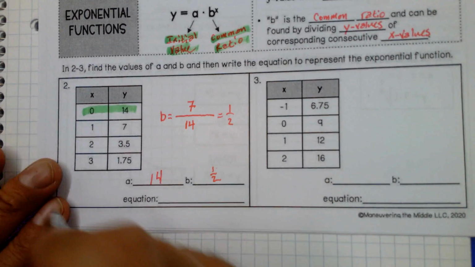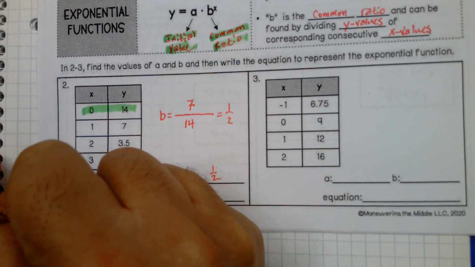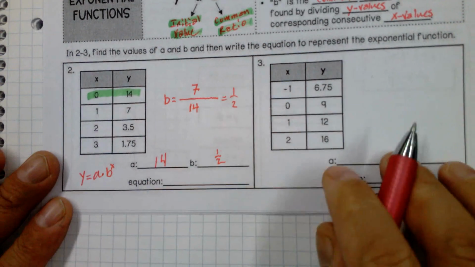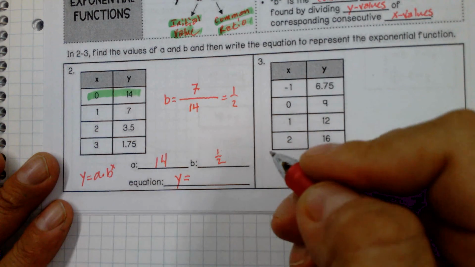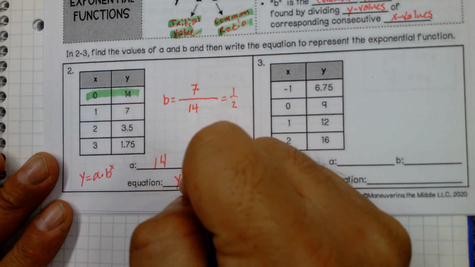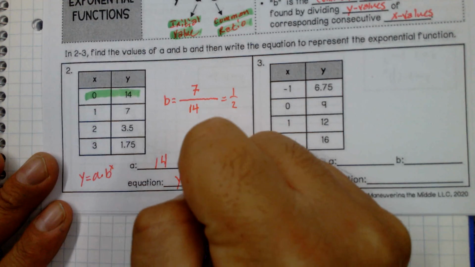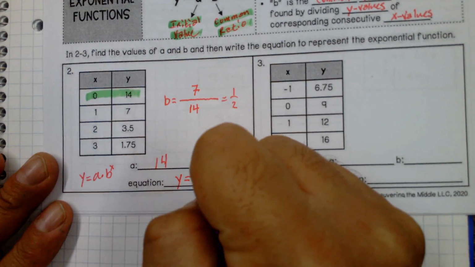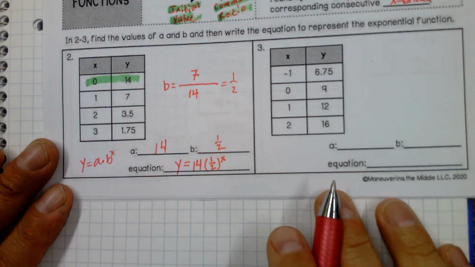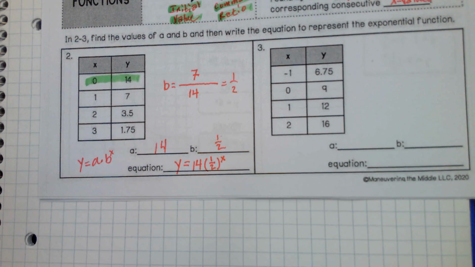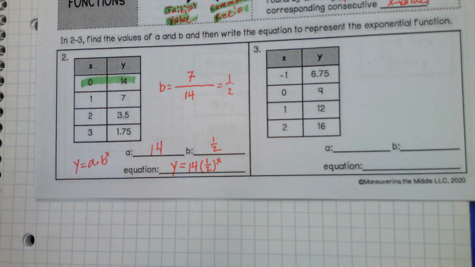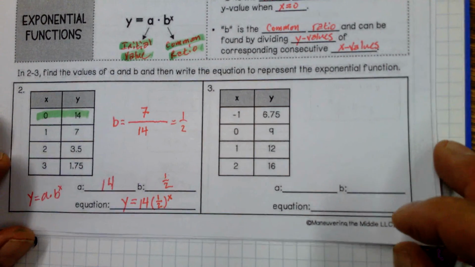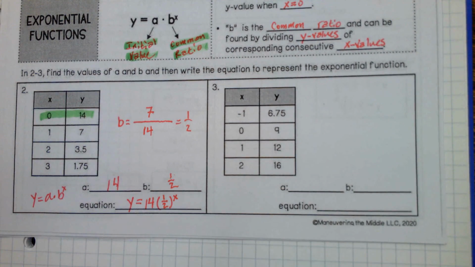So now we can put it all together. We want this equation, y equals a times b to the x. So in our case, it would be y equals, instead of a, we're going to put 14 times 1 over 2 to the x. There it is. Okay? So go ahead and try number 3 the same way. Figure out the a, the b, and then write your equation.